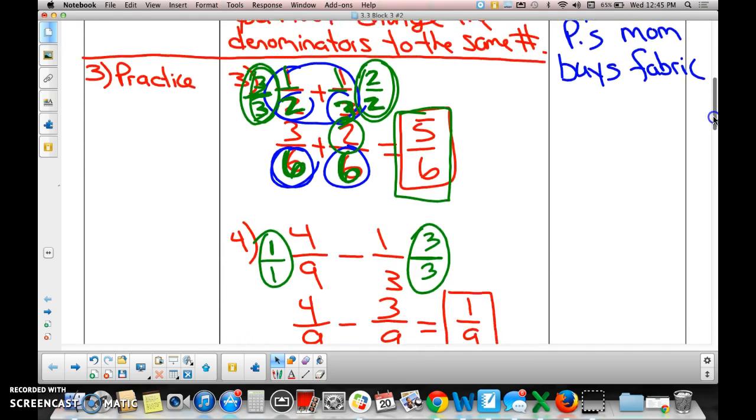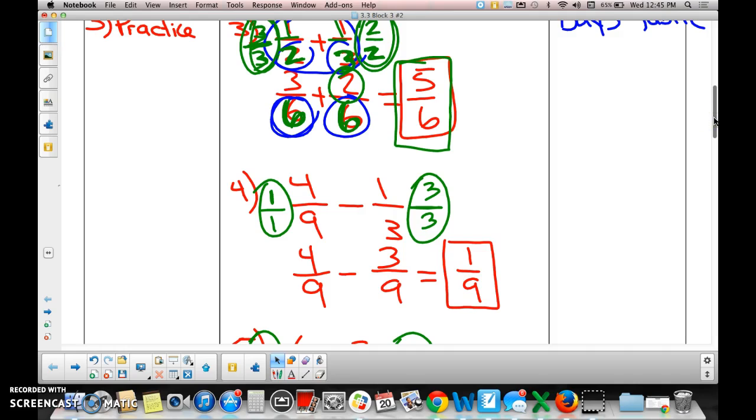Now, quick question. If it's a plus sign, you would do what? If it's a subtraction sign, you do what? Subtract. Pay attention to the signs. We just talked about this. Not paying attention to the sign is not an excuse anymore. Don't say, oh, I added when I should have subtracted, or vice versa.